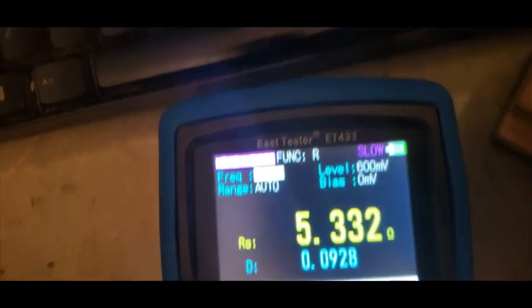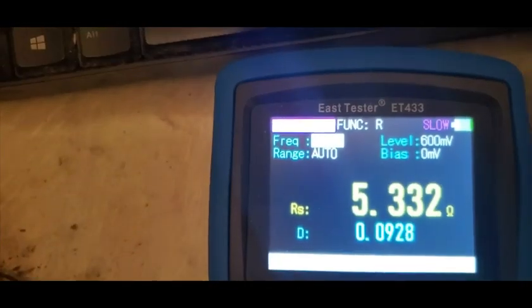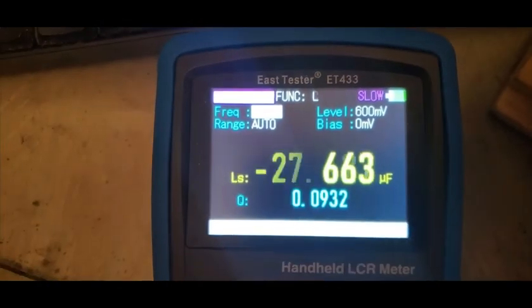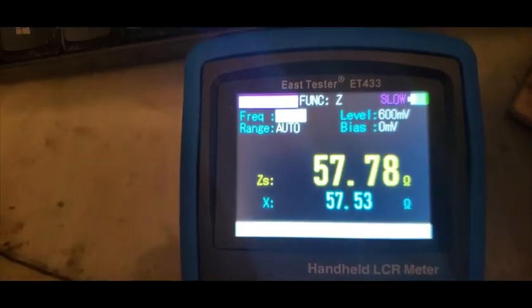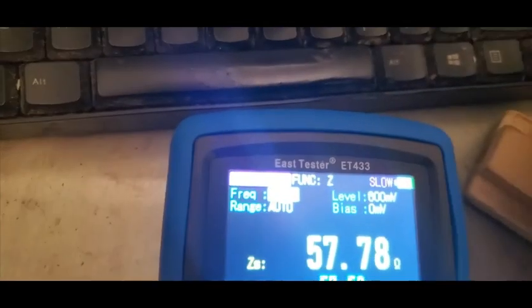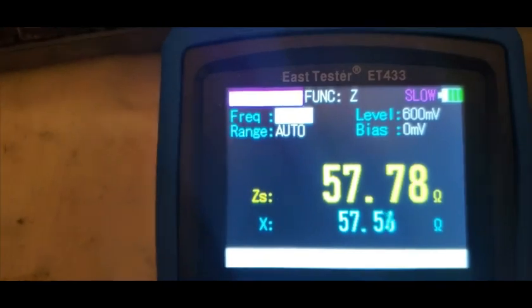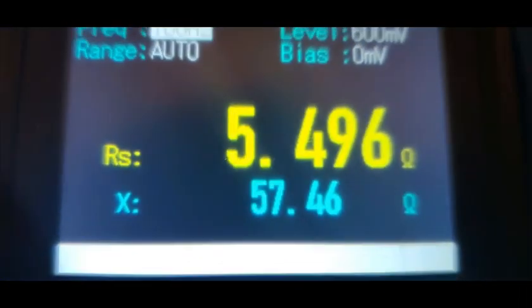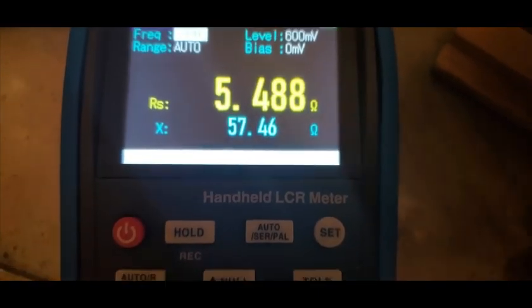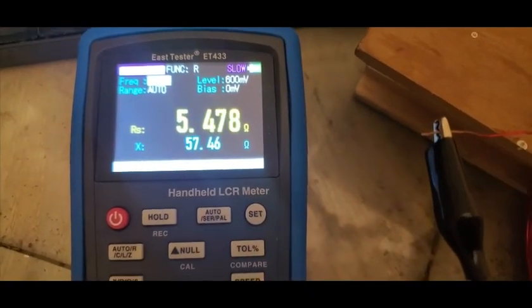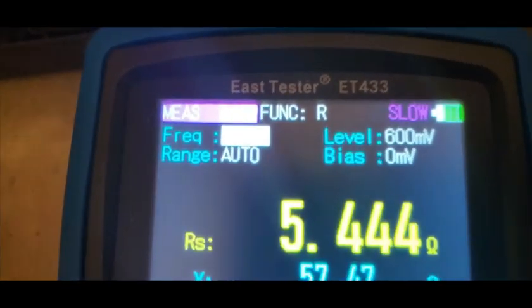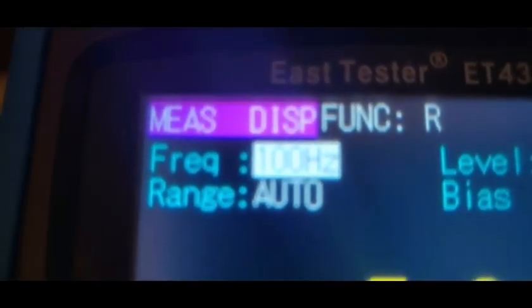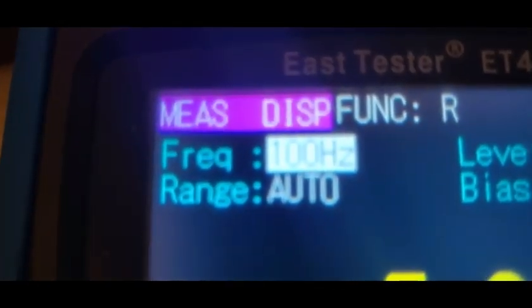So it's on the resistance. You can change all that, of course, to capacitance and inductance, but we're on resistance. It's not showing the frequency, but the frequency is 100 hertz. So there we kind of see it. The frequency is 100 hertz, and it's measuring 5.5 ohms of resistance for the coil. And that's pretty much exactly what I measured with the multimeter, although it has less precision.